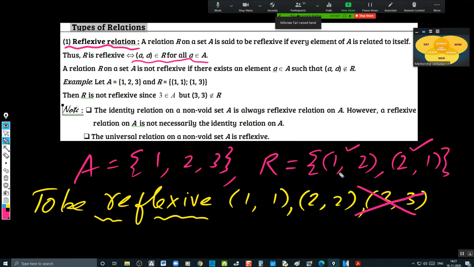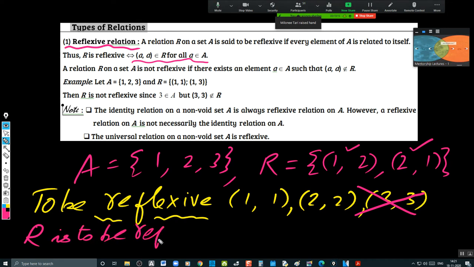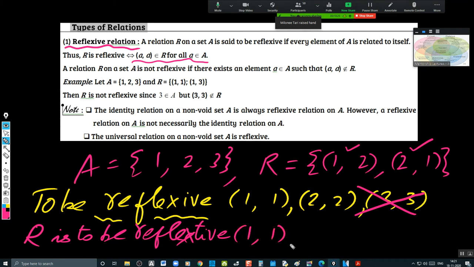Okay. So to make this a reflexive relation, R is to be reflexive. Anyone, please? What are the elements to be added? 1, 1 to be added and 2, 2 must be added. Then only it becomes a reflexive relation.